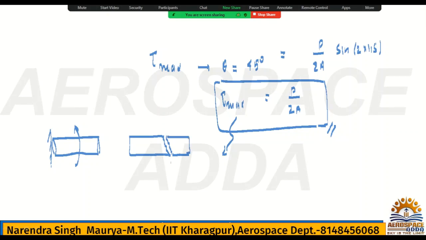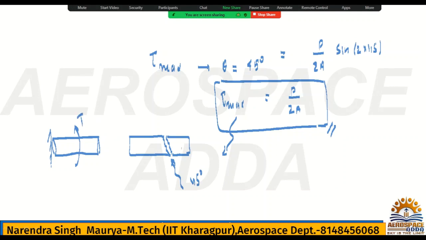So it should be 45, because at 45 that shear stress will be maximum, and because of that maximum shear stress, it will fail. I mean, it will be broken. Understood? So this is the only practical thing I am saying. This is the 45 degree. And why is it breaking? Because of the twisting moment.